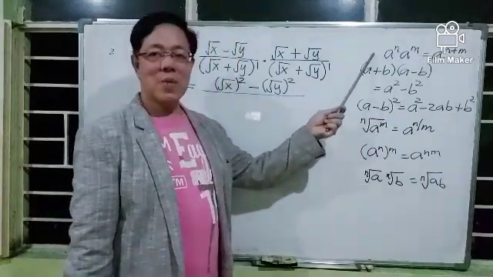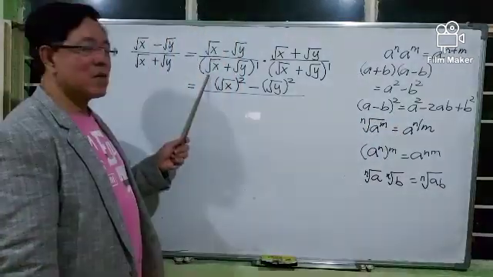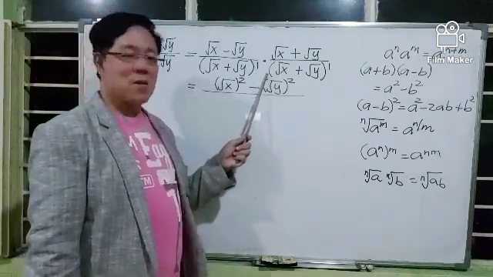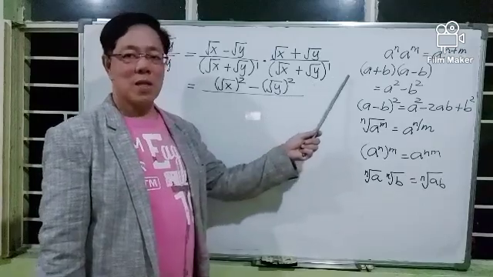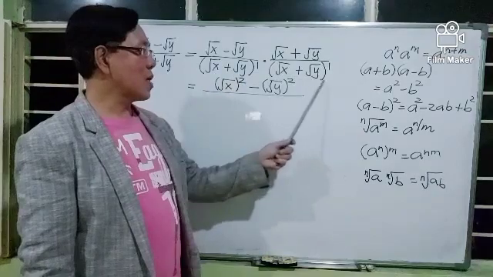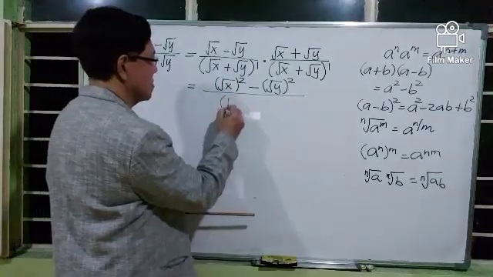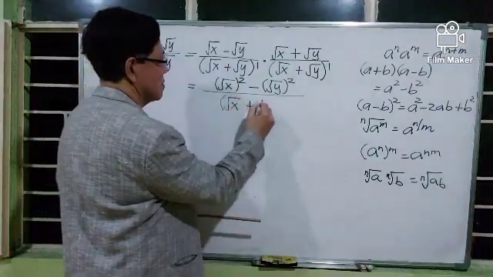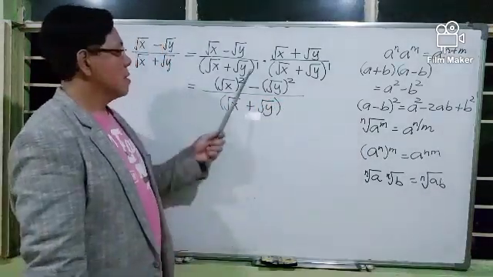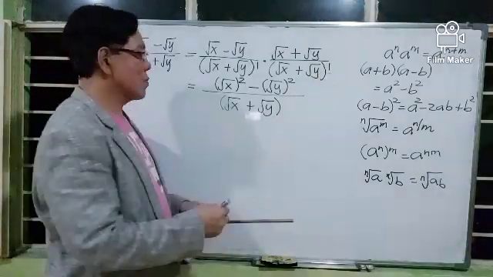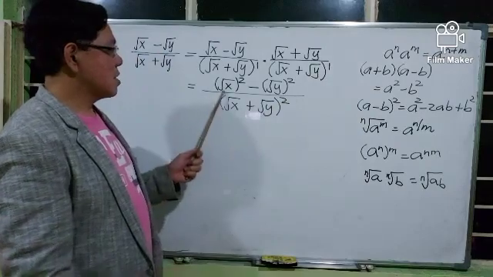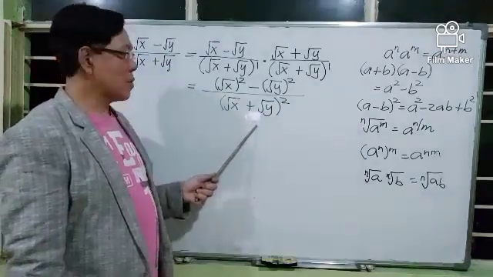Applying this property, we multiply the quantity square root of x plus square root of y raised to 1 by the quantity square root of x plus square root of y raised to 1. Copy the common base, square root of x plus square root of y, and add the exponents. 1 plus 1 here is 2. Now we simplify the numerator and denominator.